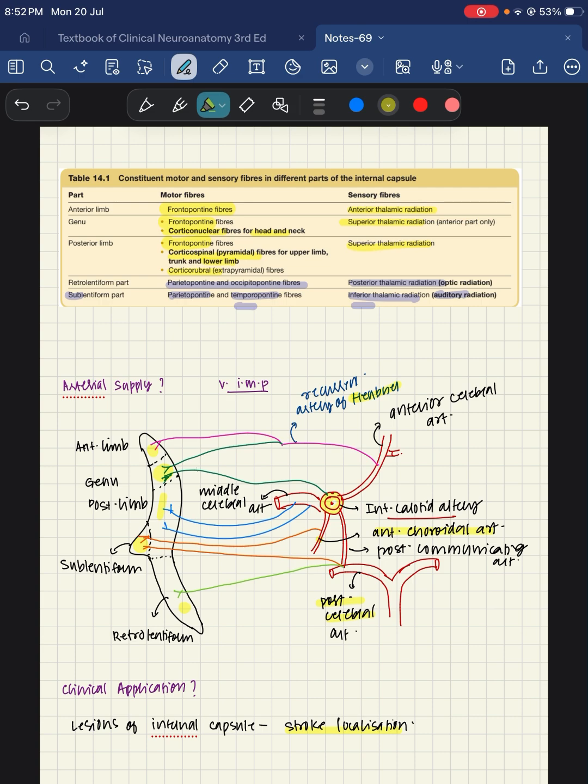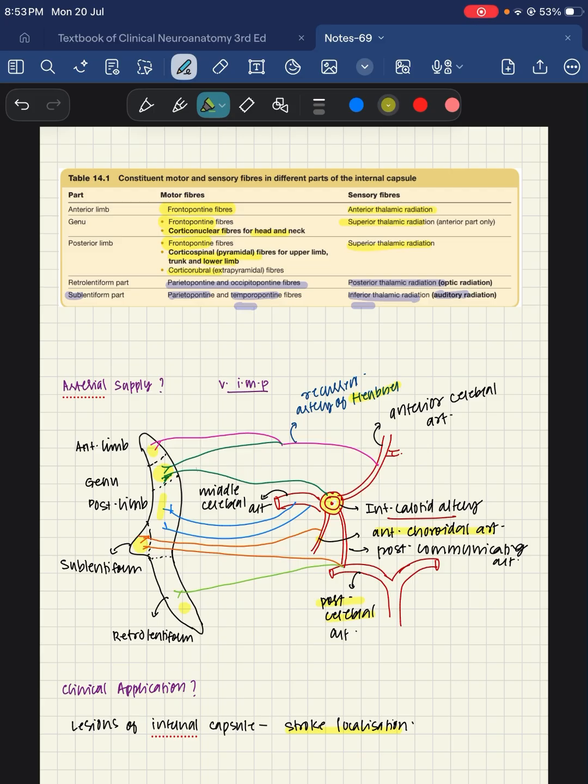Okay, so if a patient comes with a stroke, you can see what the presenting symptoms are. If you see that there are symptoms of the upper limb, trunk and the lower limb mainly, you'll know that the posterior limb is the one affected. And if the posterior limb is affected, you will know that the arterial supply of the posterior limb is from the middle cerebral artery. So the middle cerebral artery is the one which is affected. Okay, so that is how you will localize the stroke.